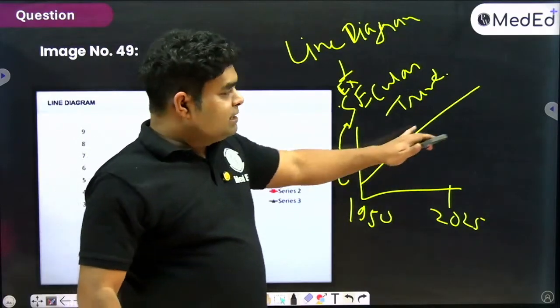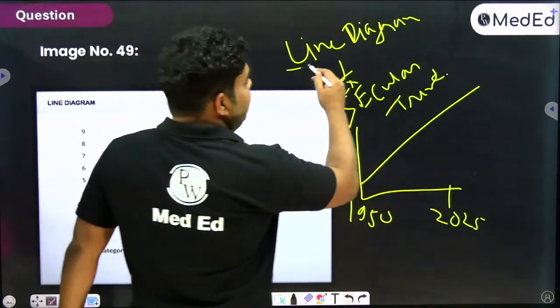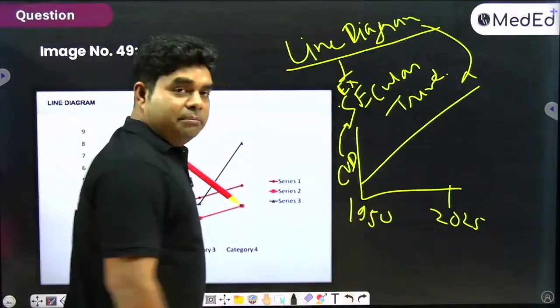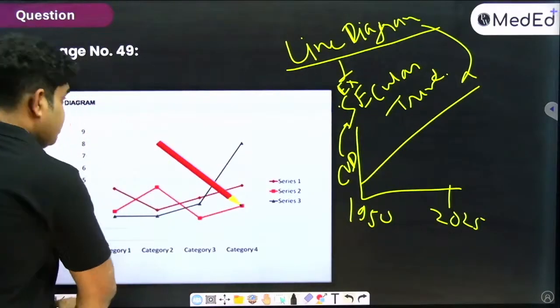And how do we represent trend? We represent trend by line diagram. This is a line diagram. Do remember these 3 questions which come from it.